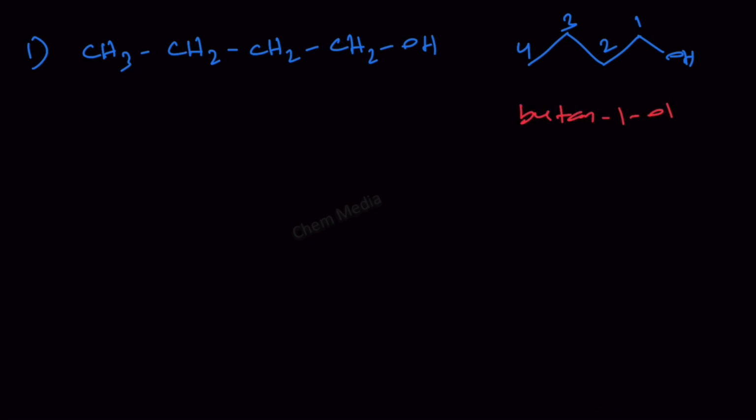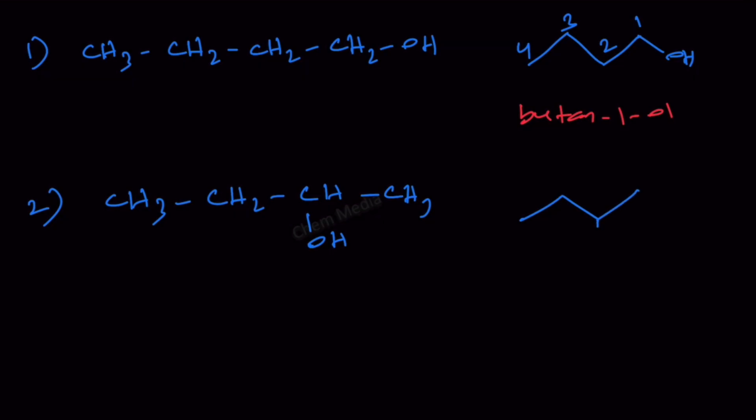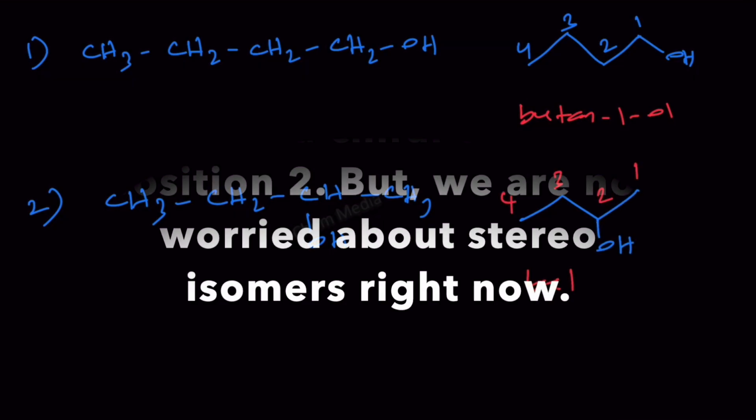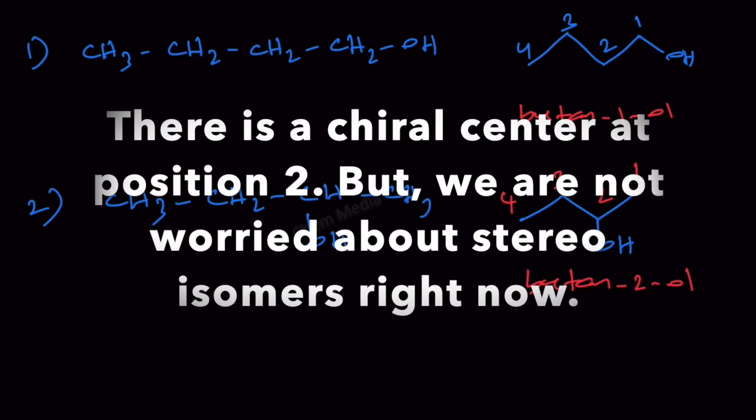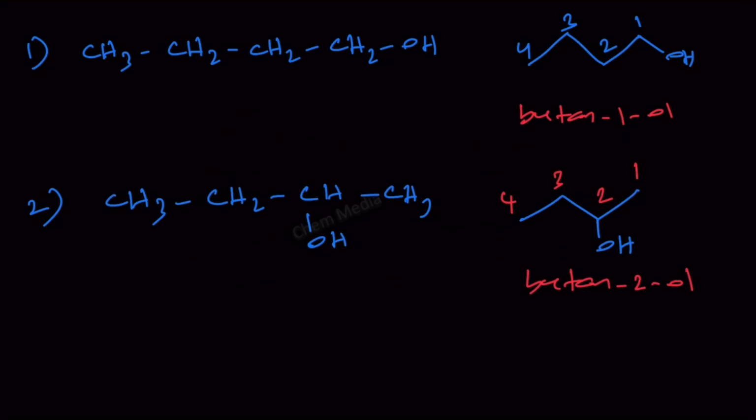And then number 2, we can also write butane 2-ol, that is CH3, CH2, CHOH and then CH3, and the corresponding structure in bond line notation will be 1, 2, 3, 4 and then the OH group at second position. This is butane 2-ol. We can't write butane 3-ol because if you start numbering from left to right, then it would become butane 2-ol once again. So, no butane 3-ol. We are exhausted with the butane chain.